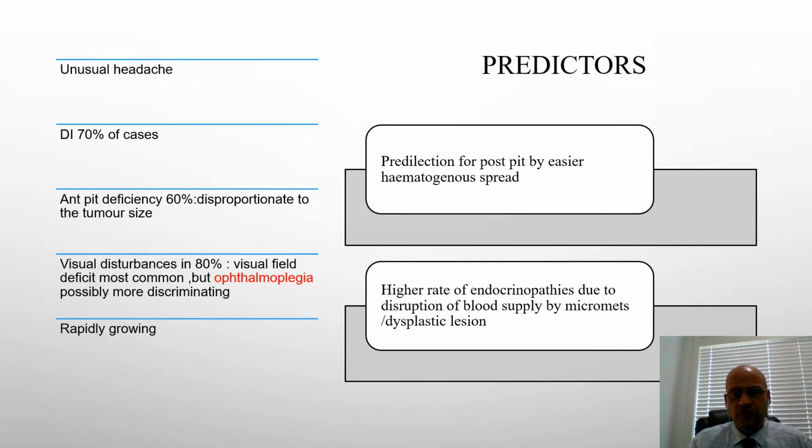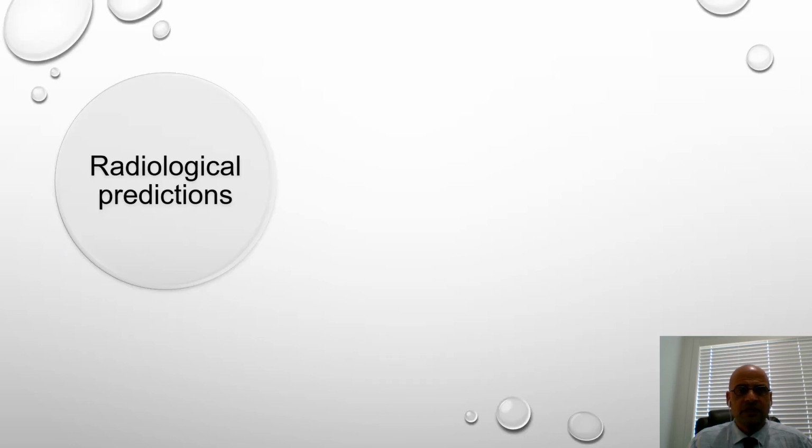Diagnosis needs to be done before surgery if you can, otherwise the surgery can be very complicated and hemorrhagic. So I guess that's what I want to say in the slide. Now, with regard to the radiological predictors of cancer, you will have a normal sella because it's a rapidly growing cancer.